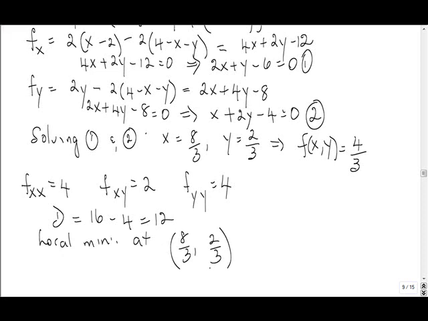The question is asking us for the shortest distance, isn't it? So the shortest distance would be your minimum value. But remember, we removed the square root. We need to put it back now. So the shortest distance is now the square root of 4/3. So you put it back at the end. Interesting problem.